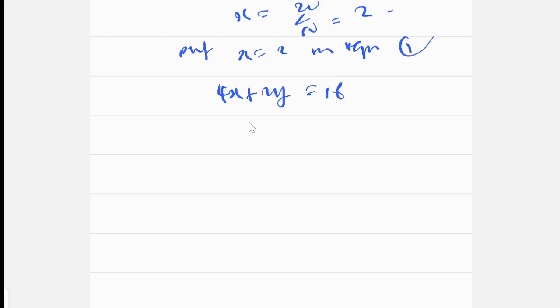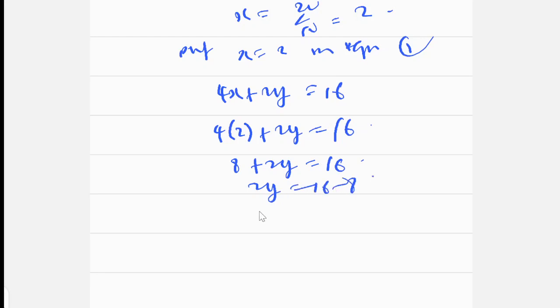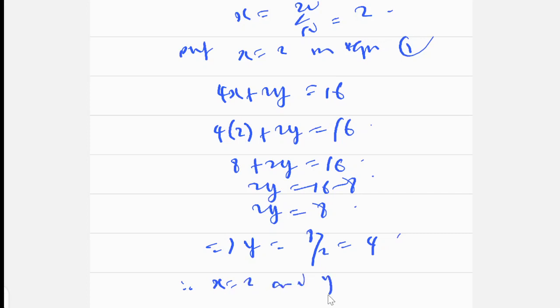And I know that my x is 2. If you now substitute the value of 2 there, then I'm going to have 4 times 2 plus 2y is equal to 16. That is 8 plus 2y is equal to 16. 2y is equal to 16 minus 8. 2y is equal to 8, which implies your y is equal to what? 8 over 2, which is 4. Then you can now say, therefore, x is equal to 2 and y is equal to 4.